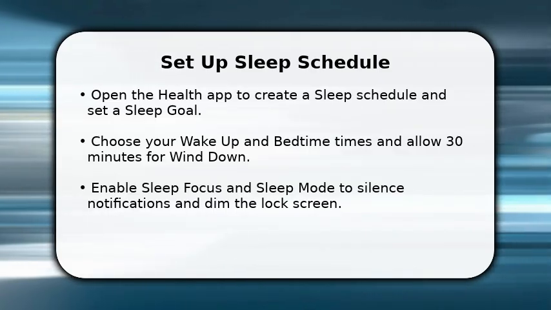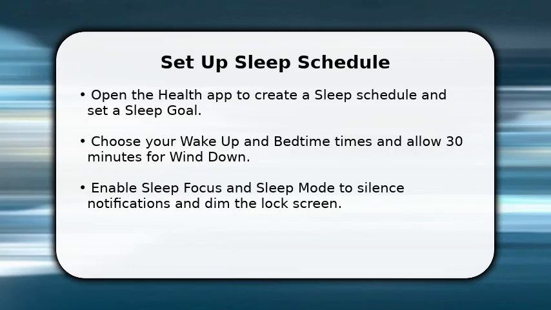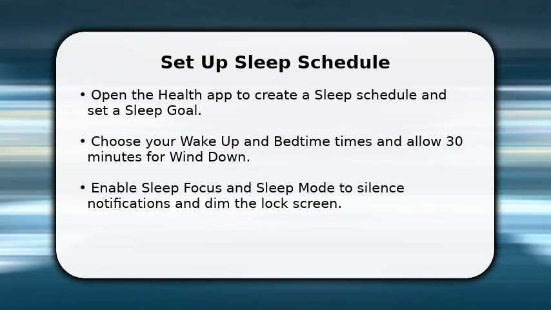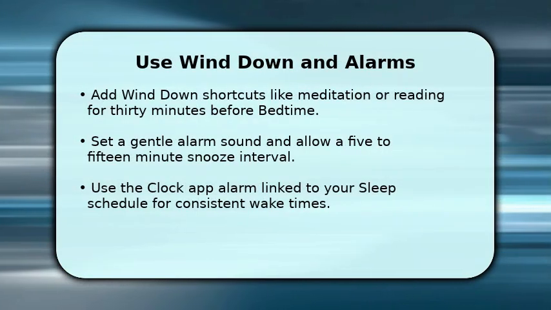Enable sleep focus to block alerts and notifications during sleep. Turn on sleep mode to dim the lock screen and simplify the sleep screen before bedtime. Add wind down shortcuts like meditation, light, or reading for 30 minutes before bedtime. Choose actions that launch automatically when wind down begins on your iPhone.